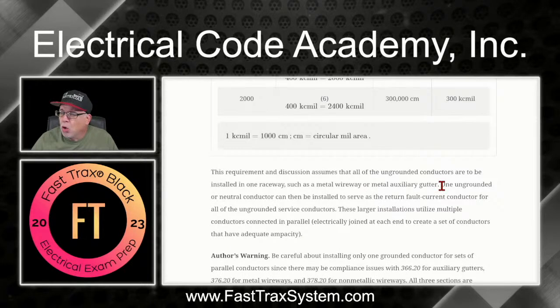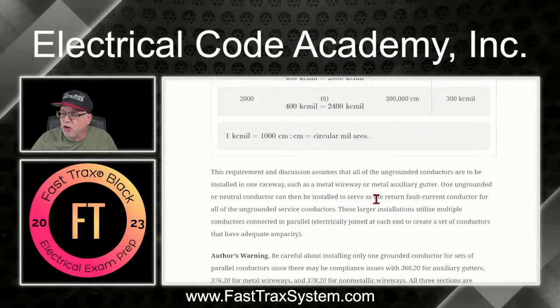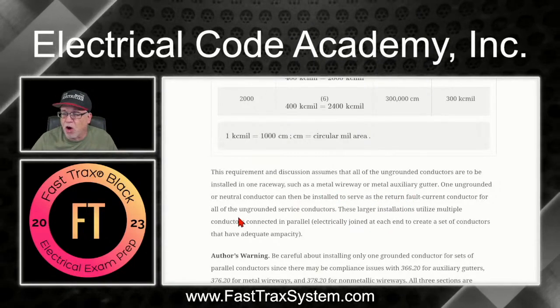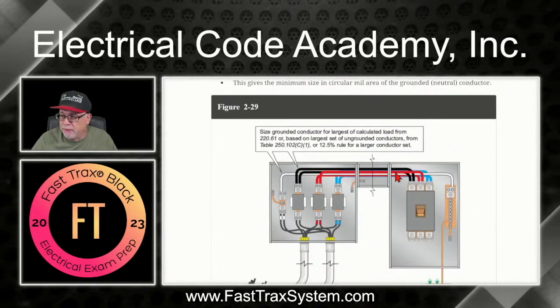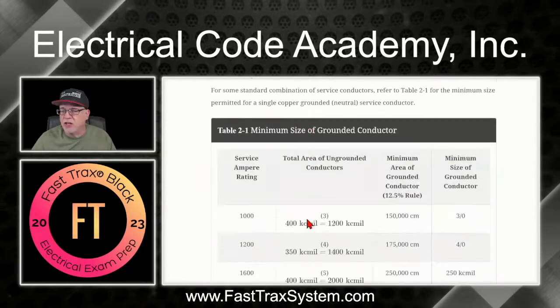All right, now, one grounded or neutral conductor can then be installed, like we saw the one, to serve as the return fault current conductor for all of the ungrounded service conductors. Again, that's what it's doing here, just one, okay? And that's how you would do it.